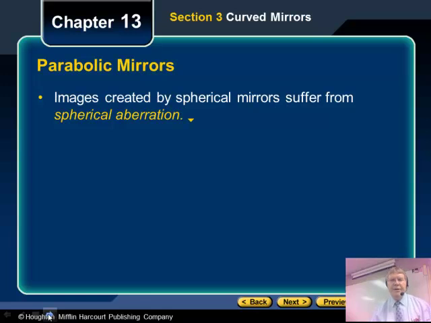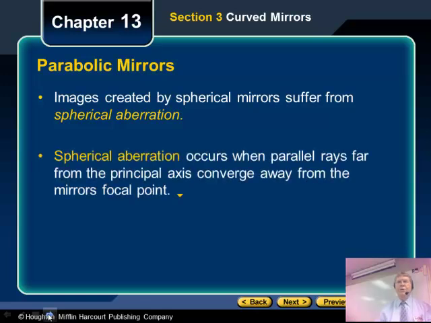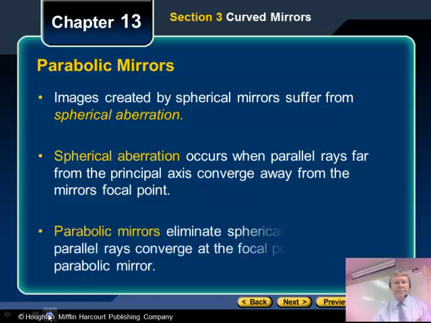Okay, there is a problem with spherical mirrors, and that is known as spherical aberration. It happens when you use a large aperture, and that means that you have a mirror that uses a significant portion of the sphere, and then rays that are far away from the principal axis will not actually be reflected back to the focal point. And I'll show you a diagram of that in a minute.